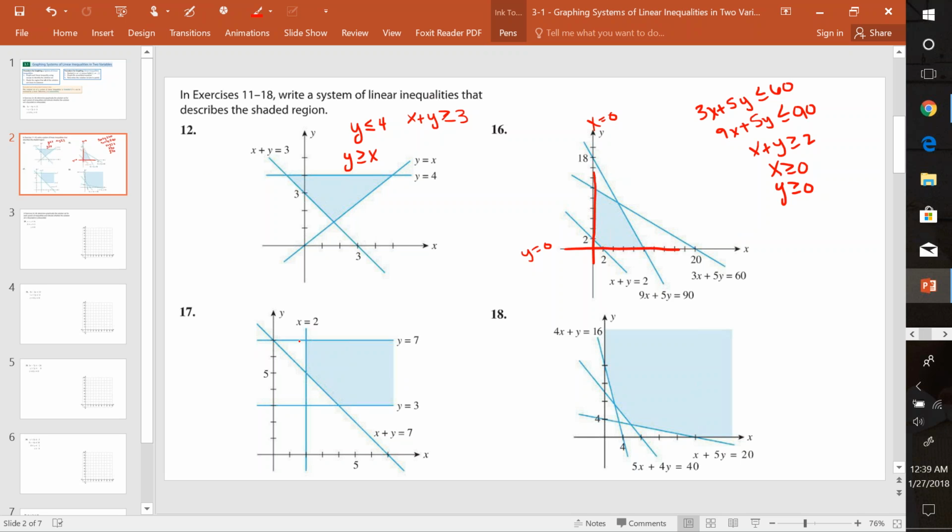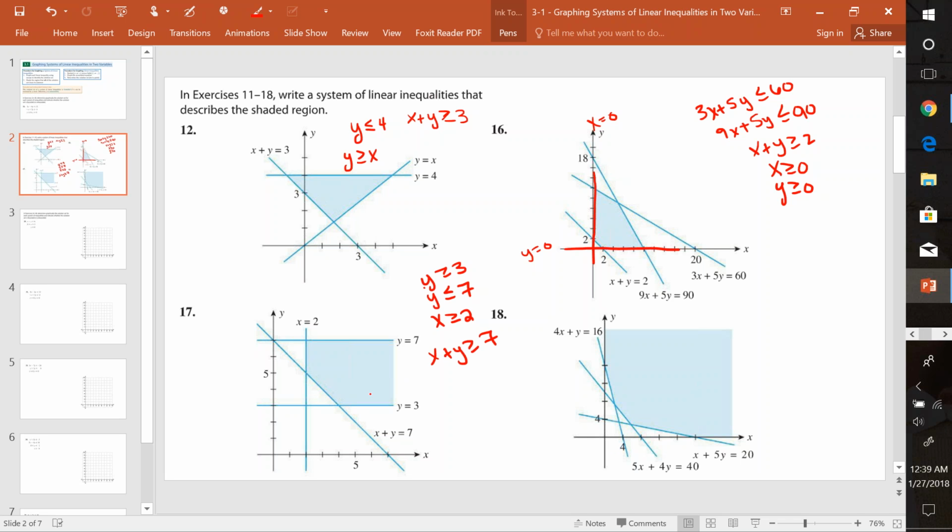So then this one is x equals, and this one is also bounded, by the way. X equals 2, we're shading to the right of it, so that would be X is greater than or equal to 2. Y equals 7, we're shading below, so that would be less than or equal to 7. Y equals 3, we're shading above that, so Y is greater than or equal to 3. And this X plus Y equals 7, here's the Y intercept, we are shading on the top side of that. So that is going to be greater than or equal to as well.